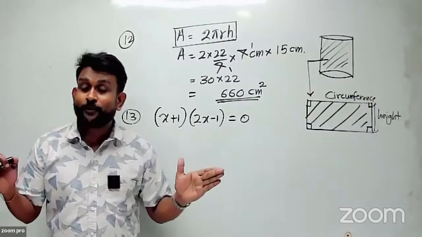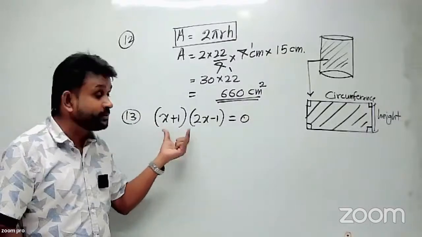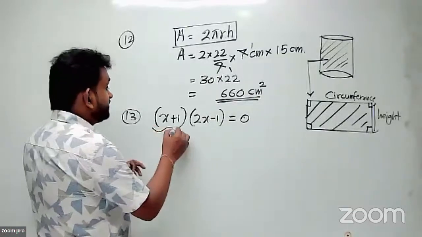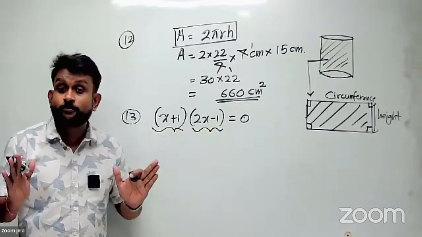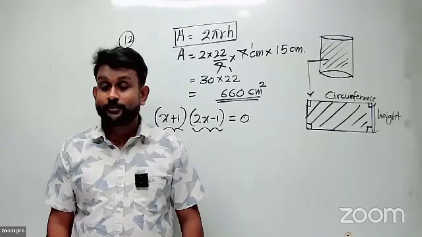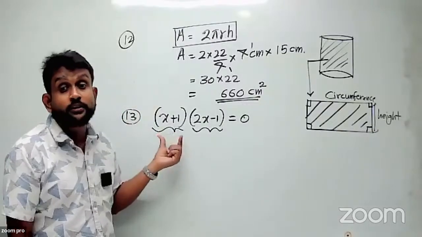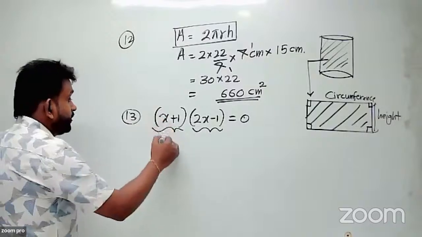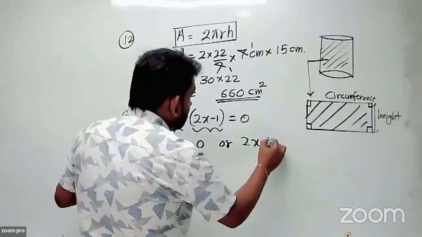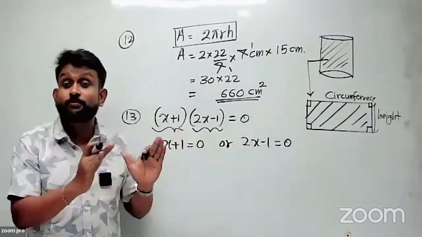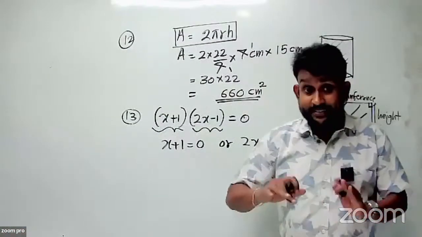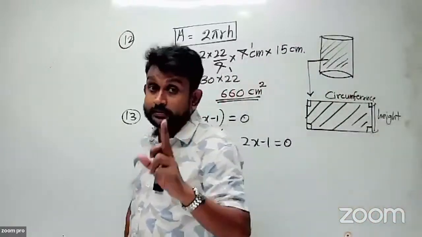What does factorized mean? How to identify it? It shall be a product. This is a product. So two factors multiplied equal to 0. In mathematics, we know that when we have a product equal to 0, at least one of the factors must be 0. So x plus 1 equals 0, or the other factor 2x minus 1 equals 0. That's the maths logic. You cannot get 0 by multiplying unless one factor is 0. So it is a must.